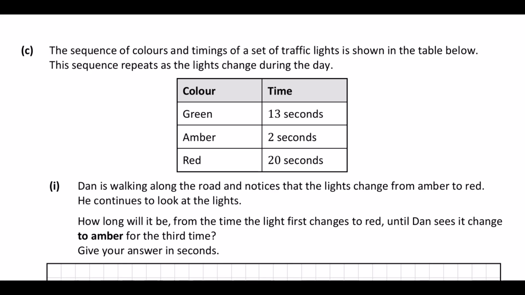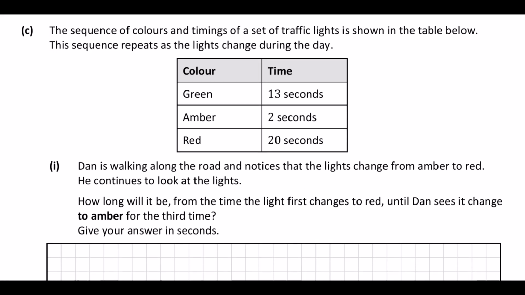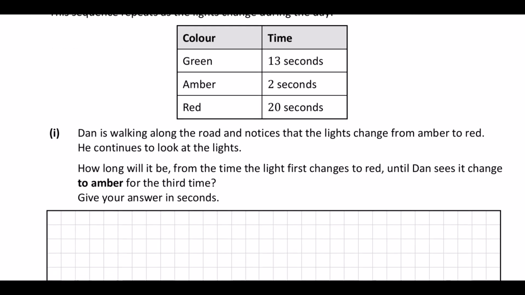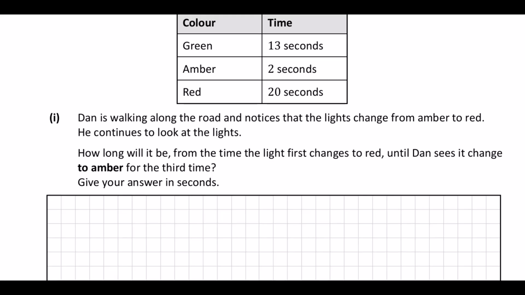So we have the sequence of colors and timings of a set of traffic lights shown in the table below. The sequence repeats as the lights change during the day. So we have green stays on for 13 seconds, amber stays on for 2 seconds, red for 20 seconds. Dan is walking along the road and notices the lights change from amber to red. He continues to look at the lights. So the clock is really starting as he looks at the lights and they've just turned red. How long will it be from the time the light first changes to red until Dan sees it change to amber for the 3rd time?